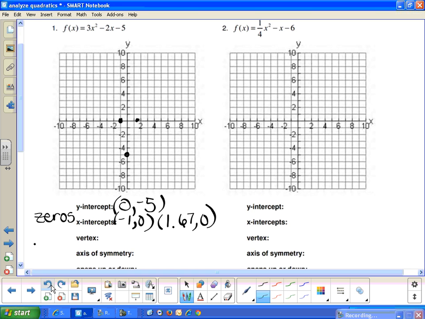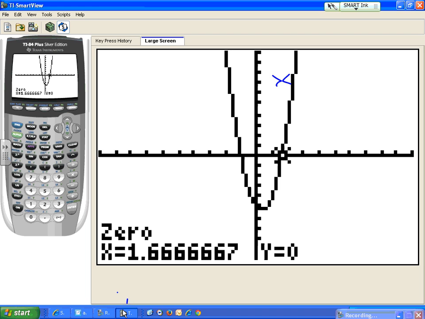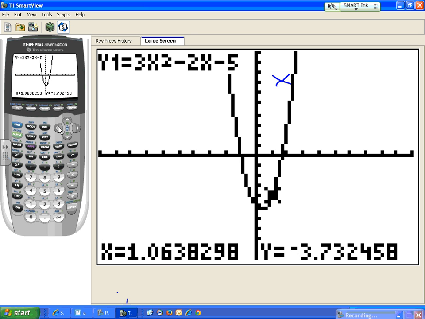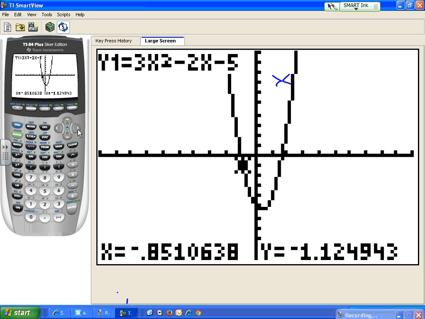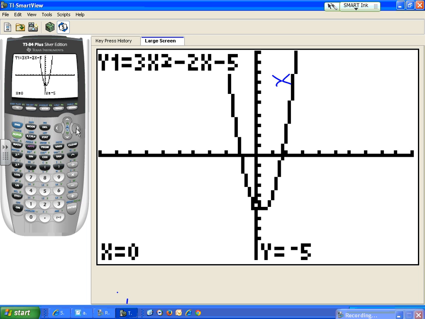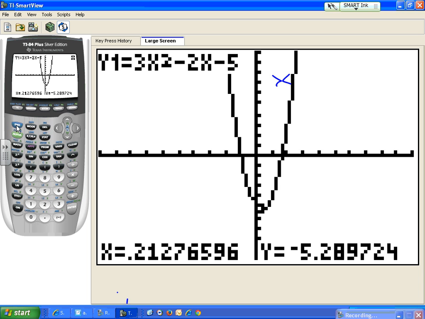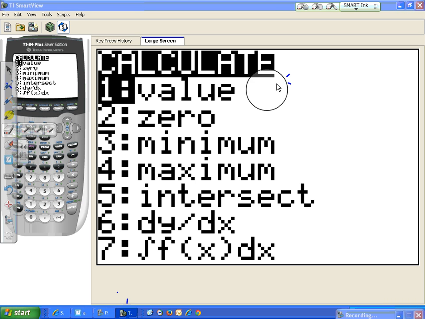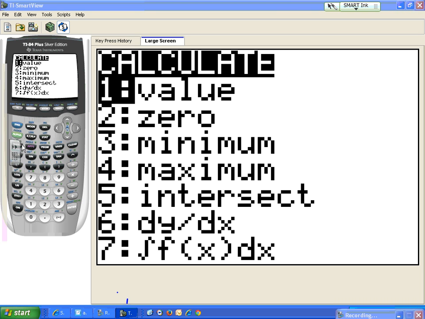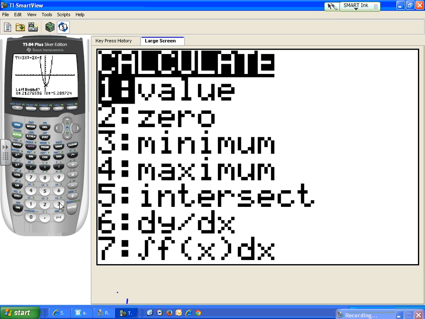Okay, so for the vertex, we're looking for the point that's lowest on our graph. So we want to know what this point is. Press trace. Go down to this point. Get as close to it as you can. And then we're going to go second trace, same one, but this time we want minimum because it's the bottom of our screen. So we're looking for a minimum here. So I'm going to pick number 3.